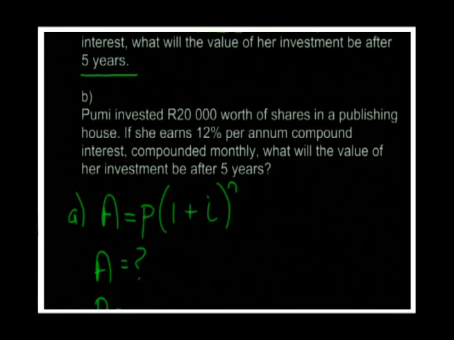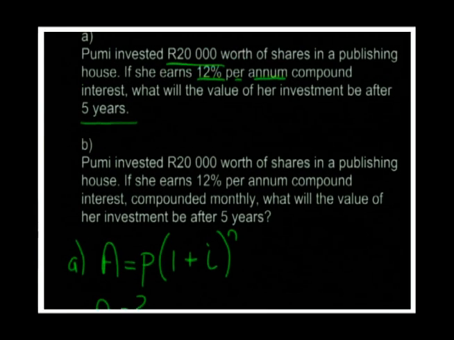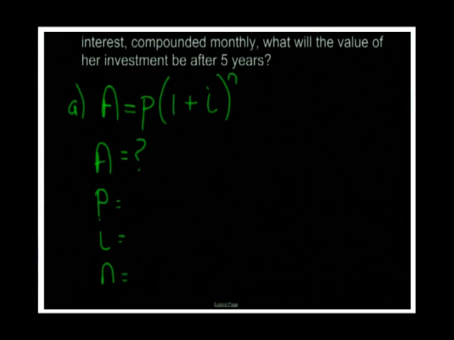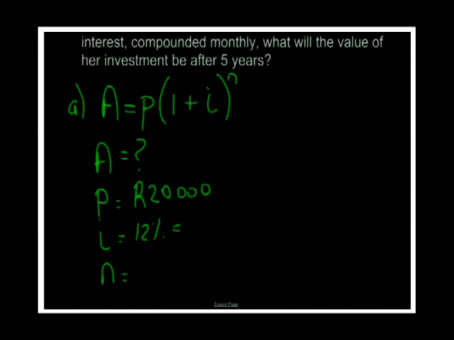The principal amount she had was 20,000 rand, so I'm going to make that 20,000 rand my principal. Her interest rate that she was charged was 12%. Again, I'm going to write it as 12 over 100. And then the time frame was 5 years. Don't have to worry about changing i and n because it is compounded annually. What I'm going to do now is substitute that into my equation.